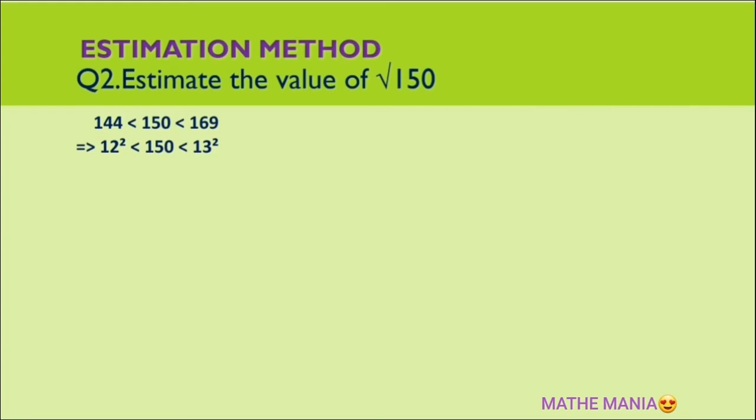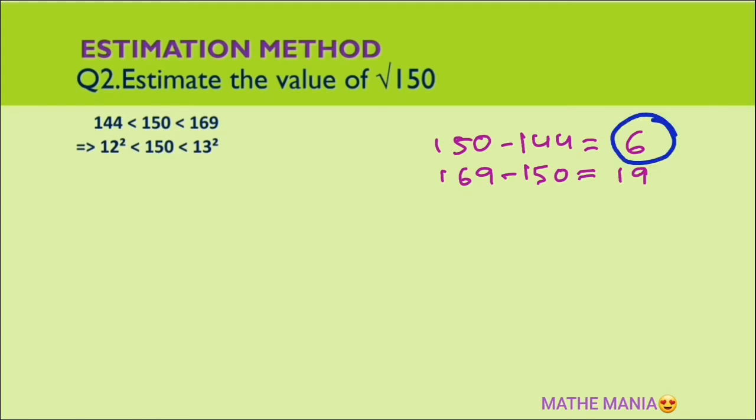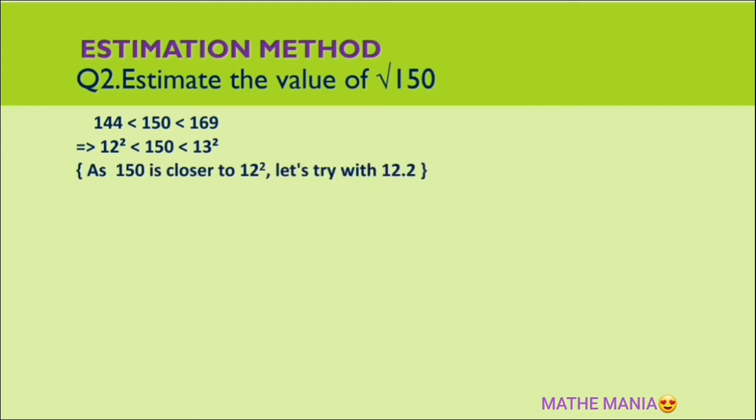The trick which I discussed helps in finding the answer quickly. Otherwise, we have to keep on taking numbers and so many times we have to repeat the same steps. So here is how we can apply the trick. If you find the differences, 144 is much closer to 150 as compared to 169. So we will now take a number which is closer to 12. We can take 12.1 or 12.2. So I am taking 12.2. 12.2 square is equal to 148.84.